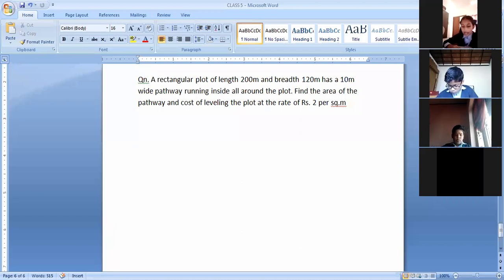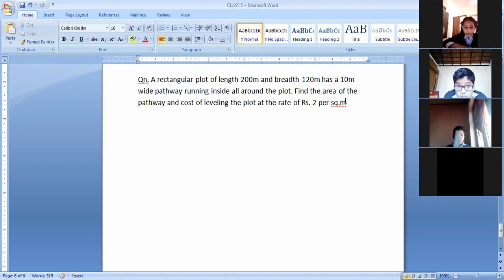A rectangular plot of length 200 meter and breadth 120 meter has a 10 meter wide pathway running inside all around the plot. Find the area of the pathway and cost of leveling the plot at the rate of rupees 2 per square meter.